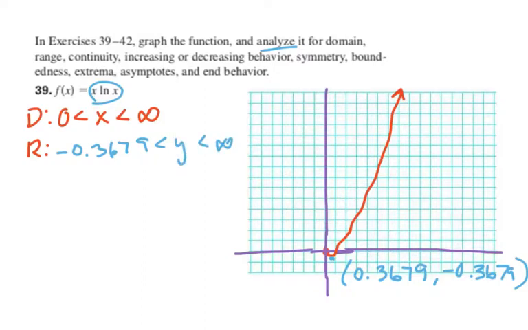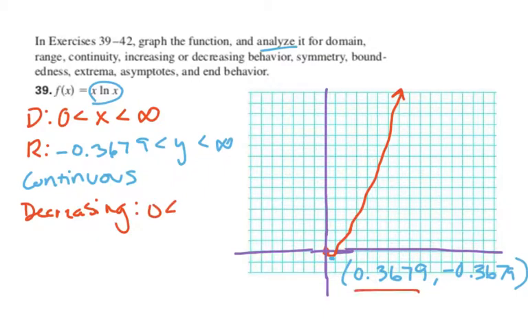And then the continuity is that it's continuous on its domain. Clearly it stops at 0, but it's continuous on what we have. It's increasing. Oh, actually it starts with decreasing from 0 to this minimum point here.